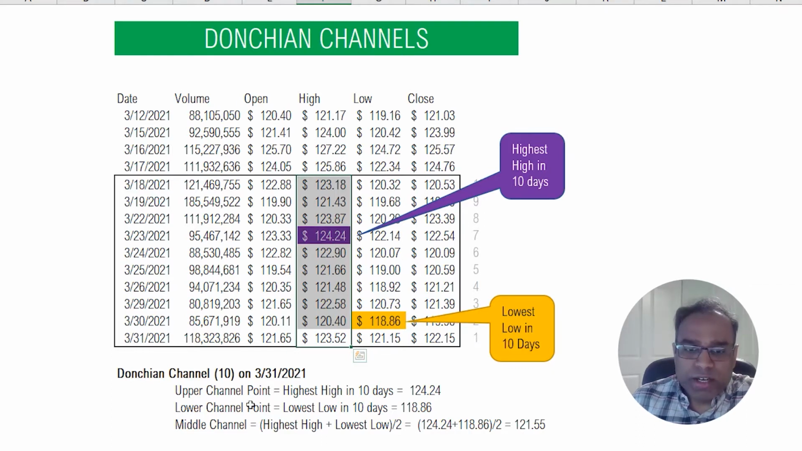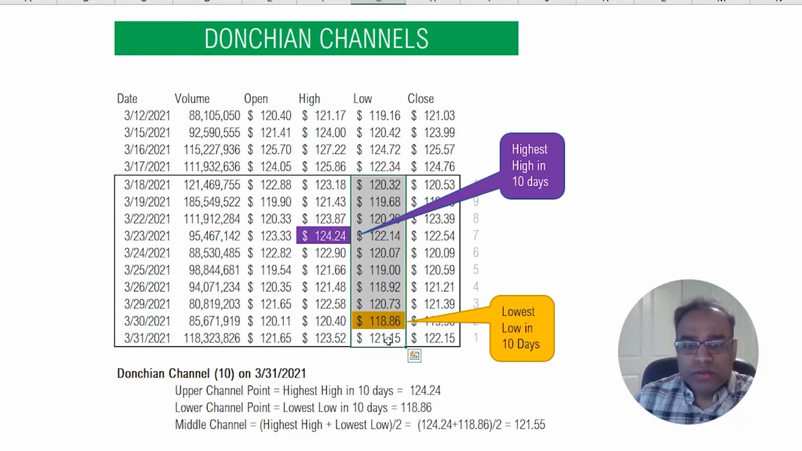Then the lower channel point will be the lowest low in 10 days. If I take the lowest low, it will be 118.86. These are the upper and lower channel points for March 31. So we can create something similar for every day. Again, the 10 days will keep moving dynamically based on where you are.